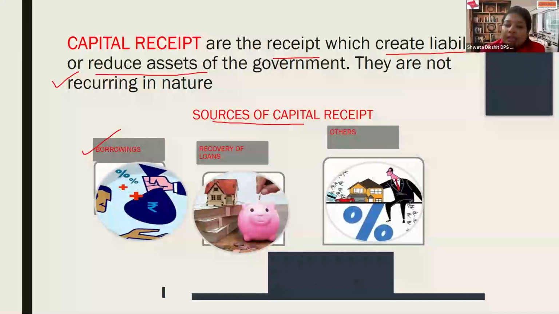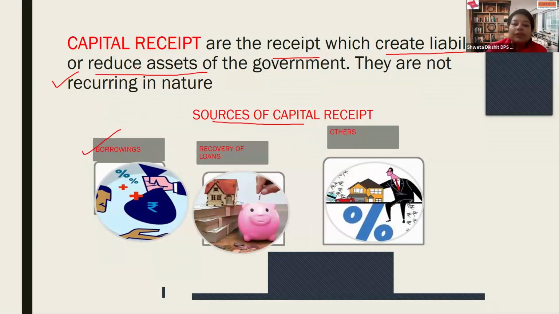You studied in the chapter Money and Banking that the central bank is the banker to the government. So of course, whenever there's a lack of funds, the government is going to take or arrange the funds from the central bank. Sometimes they also borrow money from international sources. Sometimes they borrow money from the public, which is known as public borrowings. So there are various kinds of borrowings, and all these borrowings are going to create a liability on the government. Because they create a liability on the government, they are capital receipts.